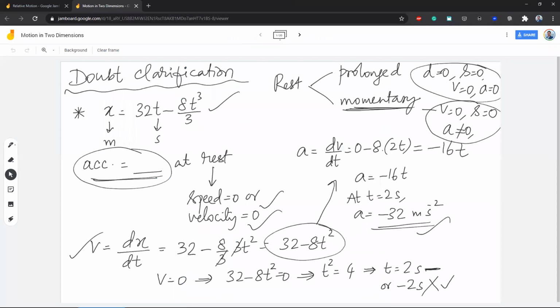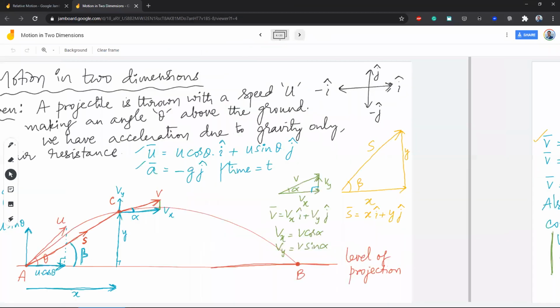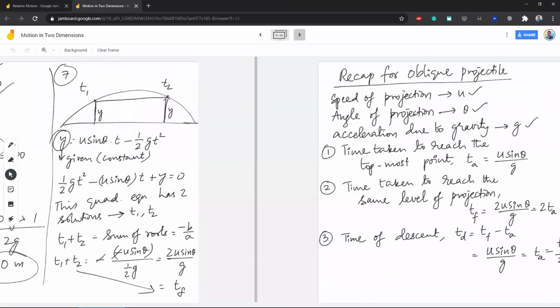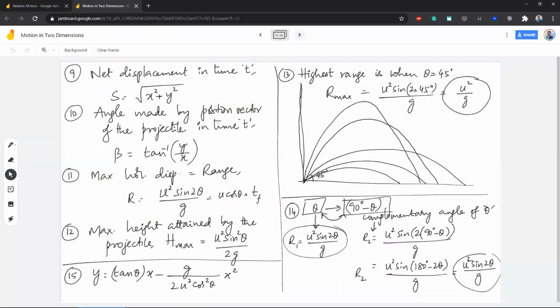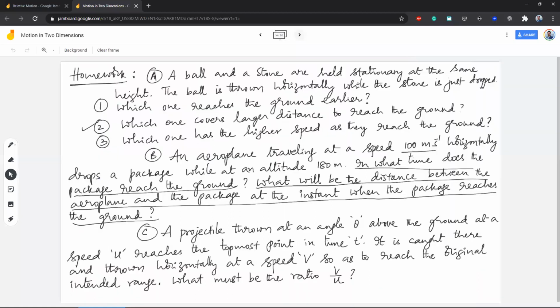Yeah, we will start with relative motion today, but of course, we'll have to do a very small recap of what happened yesterday. If I remember it right, I think we are yet to do this problem. We are yet to answer this question.